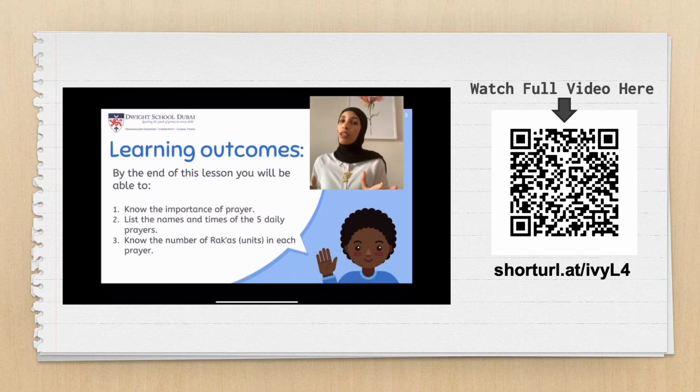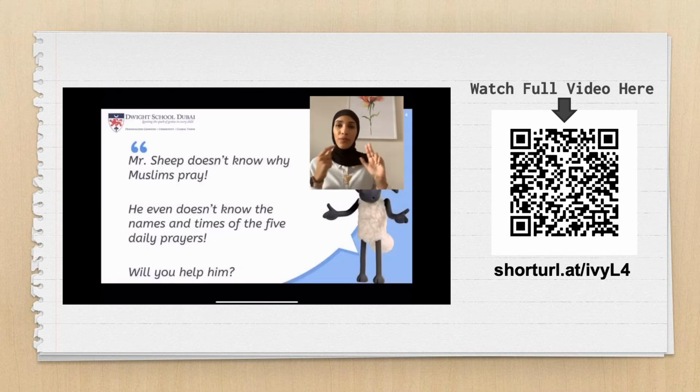The first thing that we're going to start with is the learning outcomes. By the end of this lesson, you will be able to know the importance of prayer and why Muslims pray, list the names and times of the 5 daily prayers, and know the number of rak'ahs or units in each and every prayer.